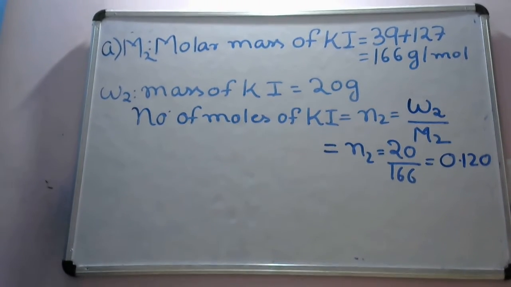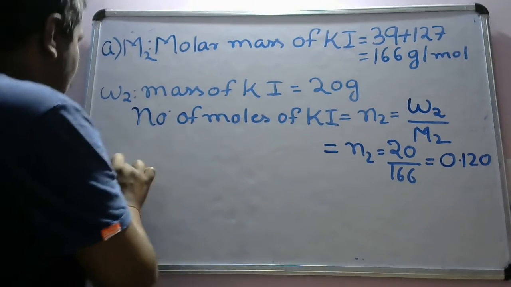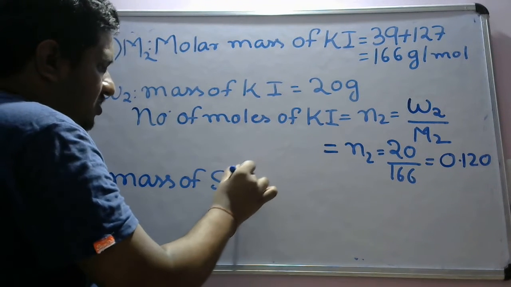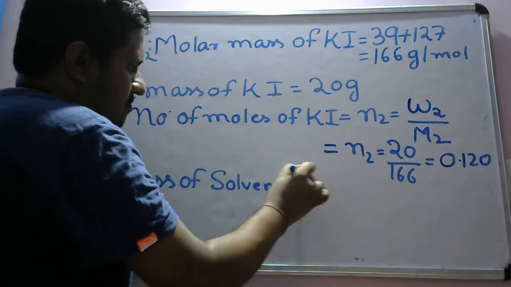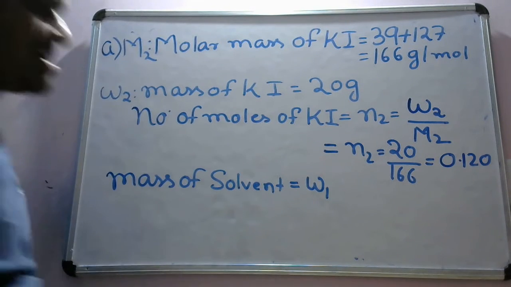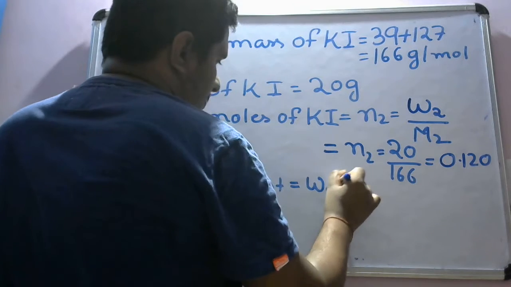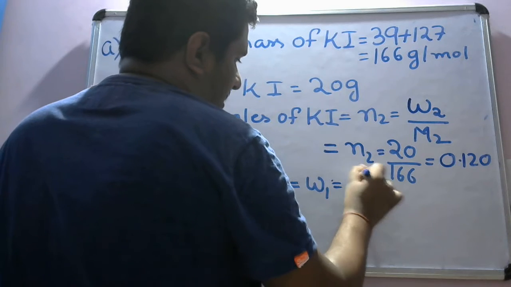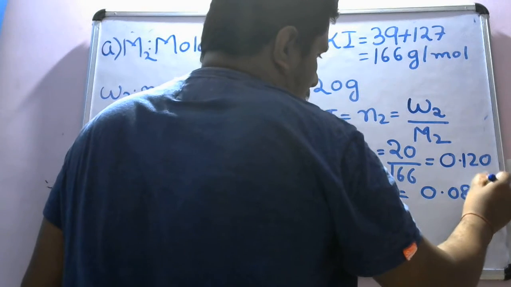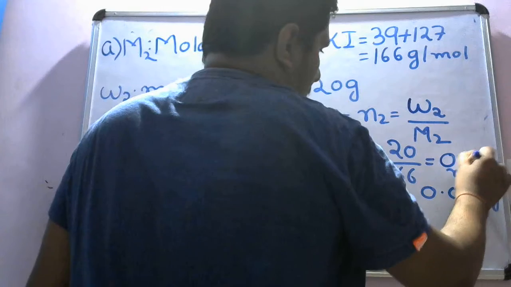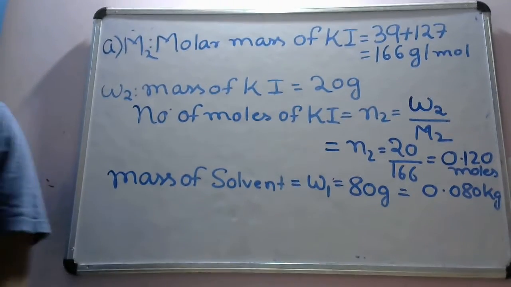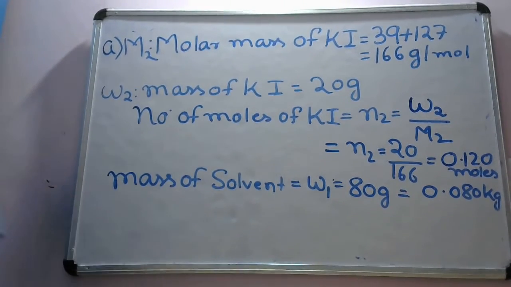Now we need the mass of solvent in kg. Mass of solvent. Solvent is water. We have used the W1 symbol. W1 is mass of solvent. That's equal to 80 grams. Convert in kg, that is 0.080 kg. Okay. So we have everything. Now we can very easily calculate.